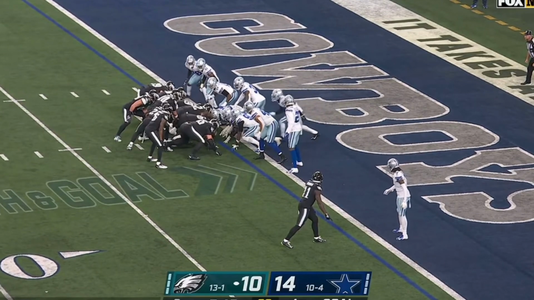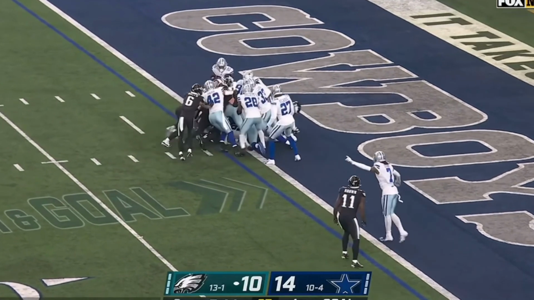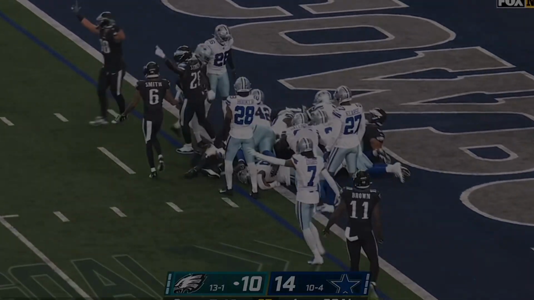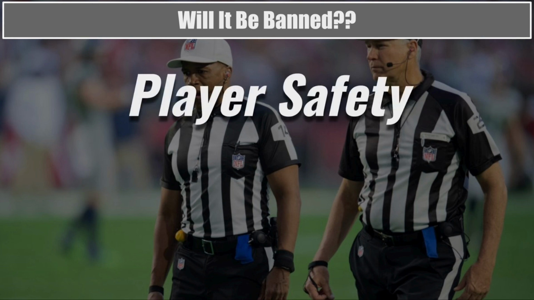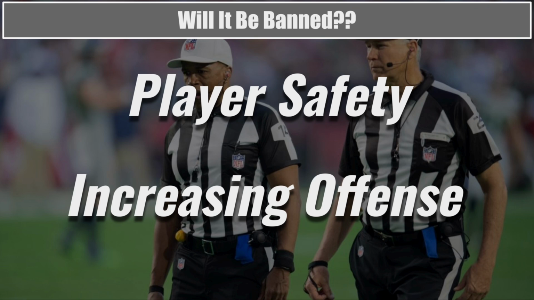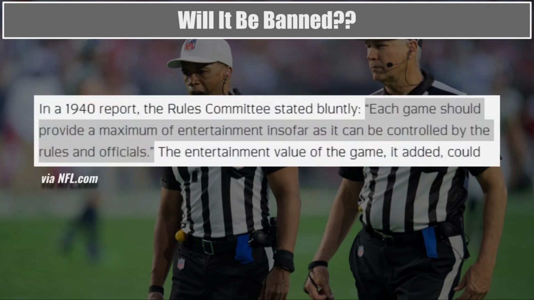So should it be banned? Will it be banned? Well, let's look at some history to figure that out. If you look at the history of the NFL rule changes, almost all of them can fit in one of 2 categories. The first being player safety, and the second one is increasing offensive output. Even back in 1940, the NFL Rules Committee came out and said this: each game should provide a maximum of entertainment so far as it can be controlled by the rules and officials.